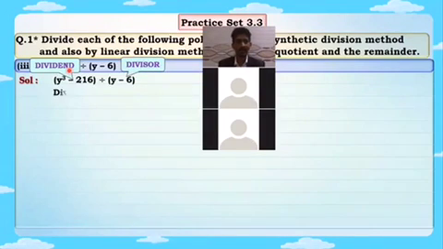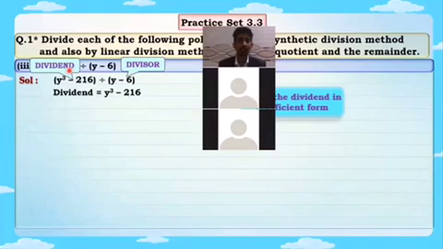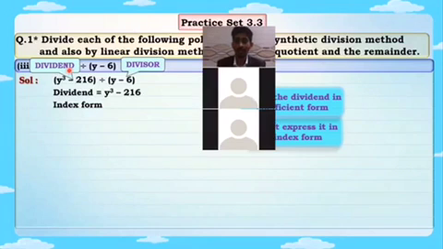So let's write down dividend in standard form. Standard form means जैसे दिया वैसे लिखना है, खाली make sure that highest power से लेकर lowest power तक arrange होना चाहिए. Next we need to write dividend in coefficient form. But to write dividend in coefficient form, first of all we need to express it in index form. So let's write down index form. What is index form? Starting from highest power to lowest power, each and every power should be present. So now students tell me, is this dividend in index form?